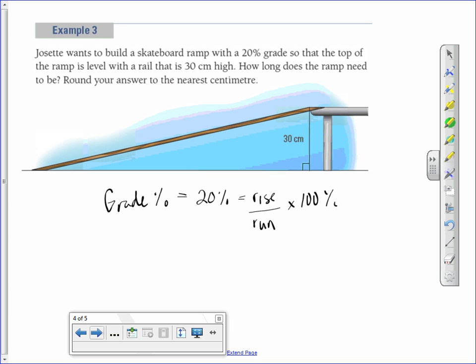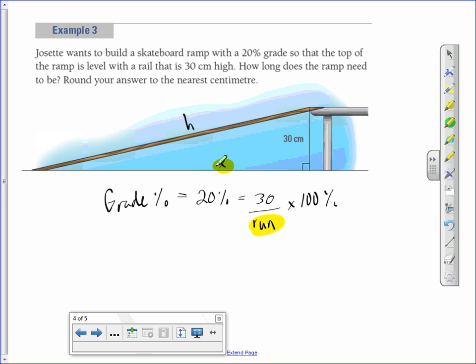So in this case, we're told that the rise is 30 centimeters. Now we are looking for how long the ramp needs to be in order to get that answer. So we are looking for, I'm going to call this h. In order to find h, though, we're going to have to find x first using the grade because that represents the run. We would find the run, and then once we find the run, we can use that with Pythagoras' theorem to find the value of h.